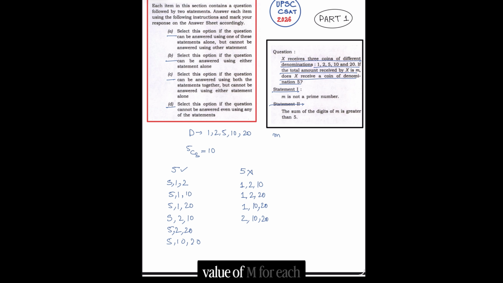Now let us calculate the value of M for each combination. So M is the sum of all the coins. 5 plus 1 plus 2 gives us 8. This gives us 16, this gives us 26, 17, 27, 35, 13, 23, 31 and 32. Now that we have all the possible values of M, let us test the statements.